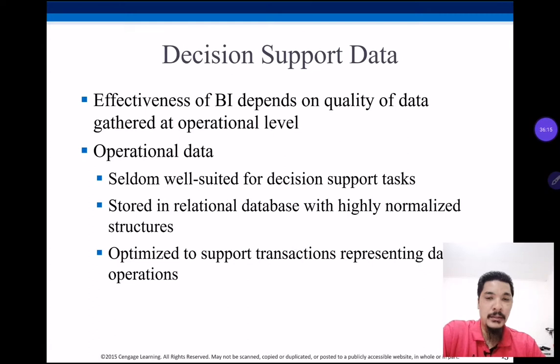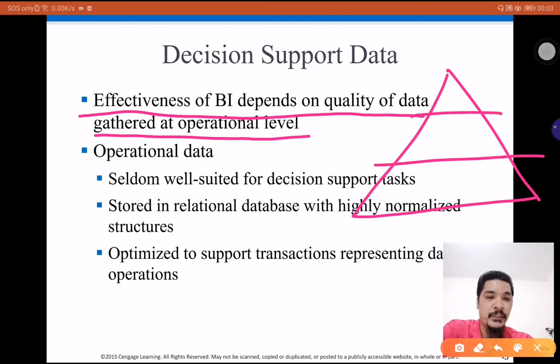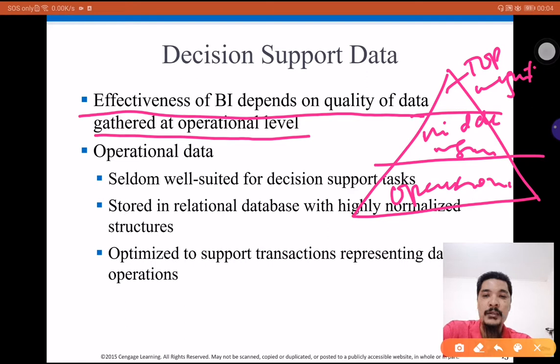Decision support data. Number one, effectiveness of BI depends on quality of data gathered at the operational level. If you can still remember, before this I talked about operational, middle management and top management. In order for the top management to make a decision, we must collect quality data at the operational level, then the top management can make a good decision. Okay, good decision.